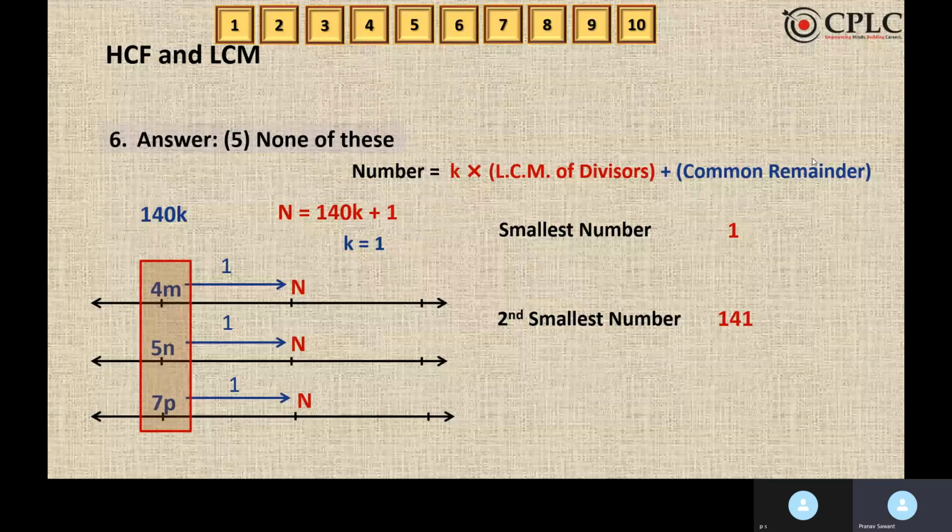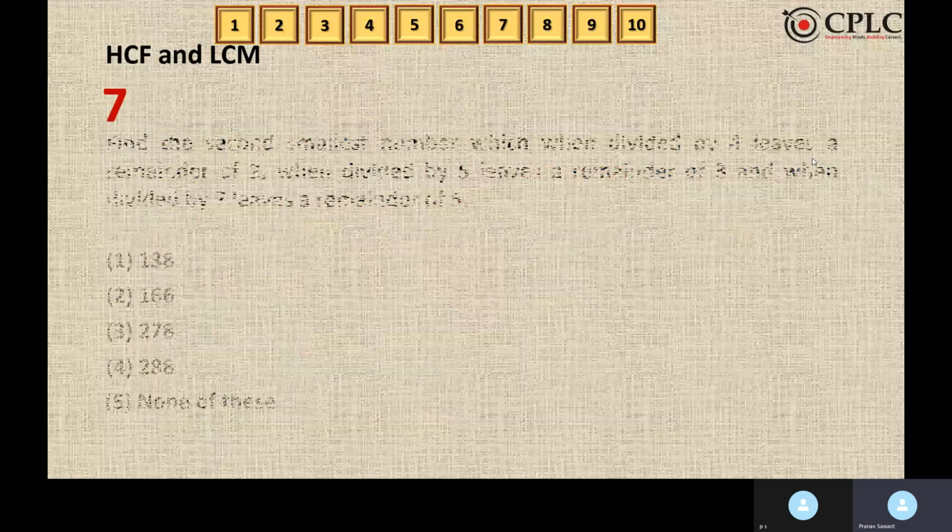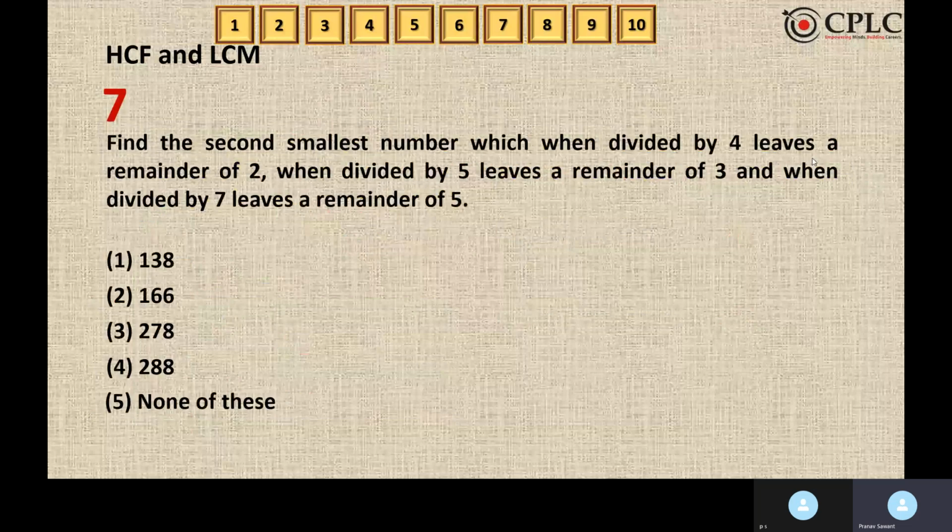Moving to the next question. Find the second smallest number which when divided by 4 leaves a remainder of 2, when divided by 5 leaves a remainder of 3, and when divided by 7 leaves a remainder of 5.